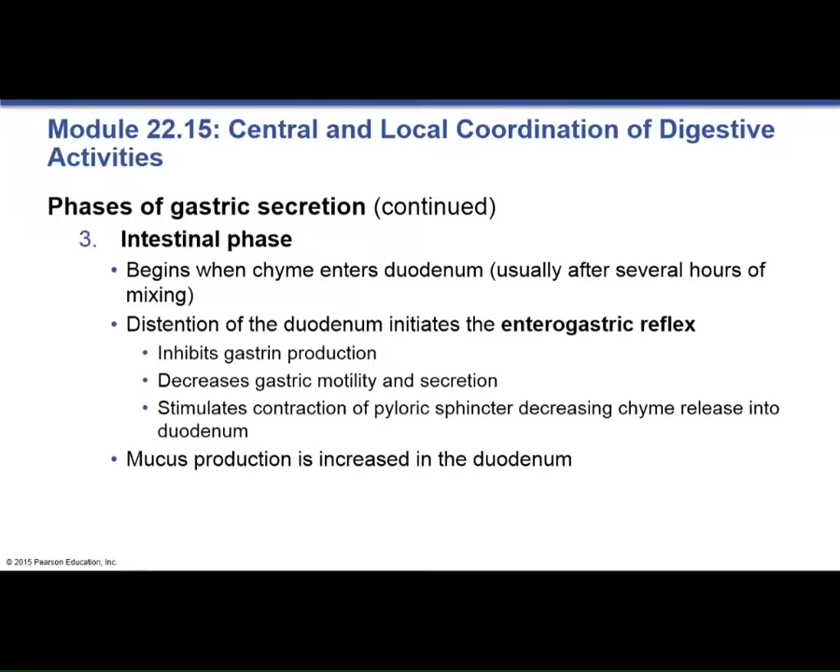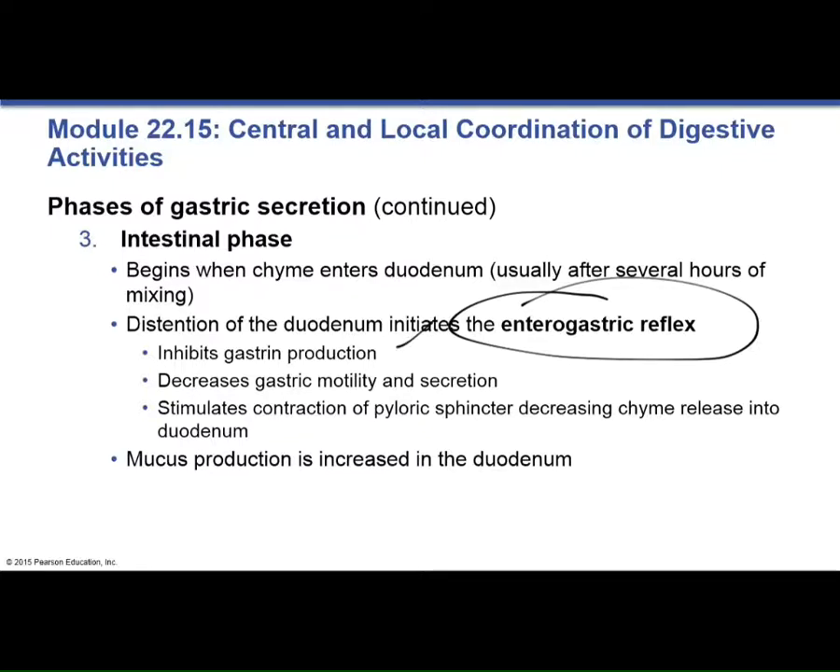Thirdly, there's the intestinal phase. You've now made chyme. That chyme is now entering the duodenum, and it's been mixing for a few hours in the stomach. You're going to push that food through the pyloric sphincter into the duodenum. This is now going to initiate what is referred to as the enterogastric reflex. This is going to inhibit gastrin.